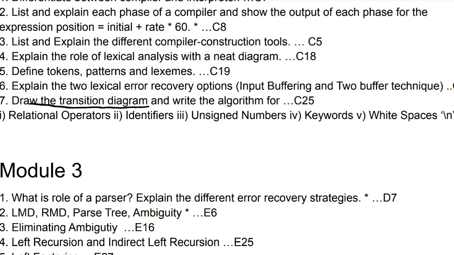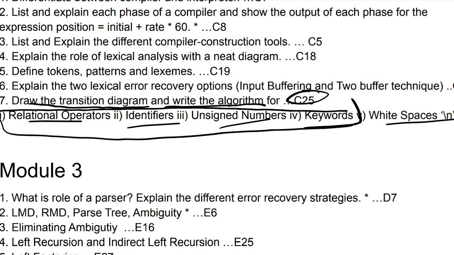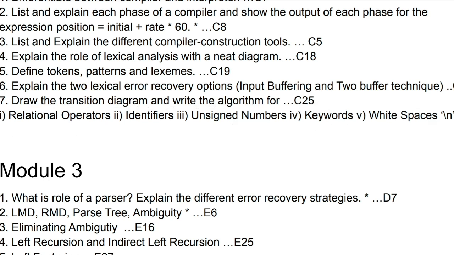Then we have to draw the transition diagram and write the algorithm for relational operators, identifiers, unsigned numbers, keywords and white spaces. These four are the most important, and along with that white space is also there. It's a very small topic, so you can go through that as well.